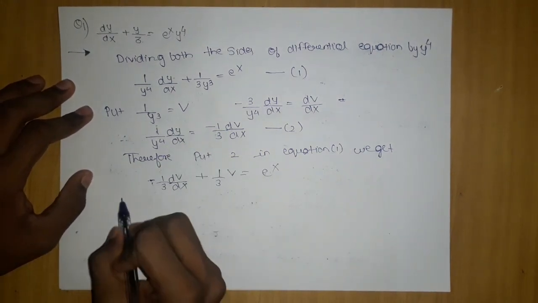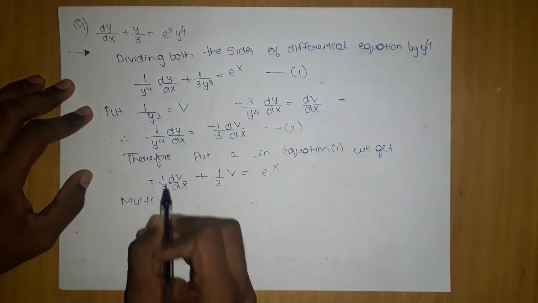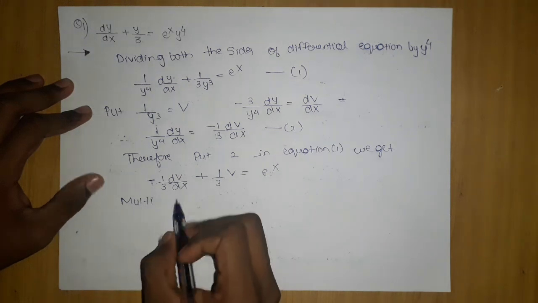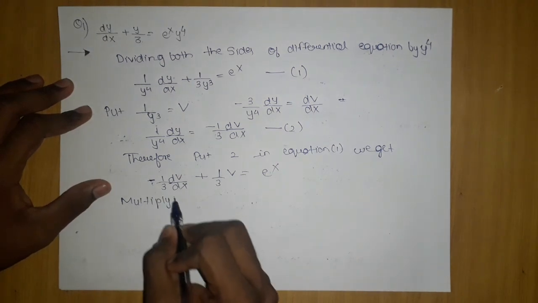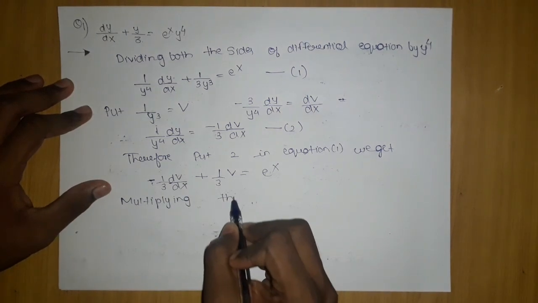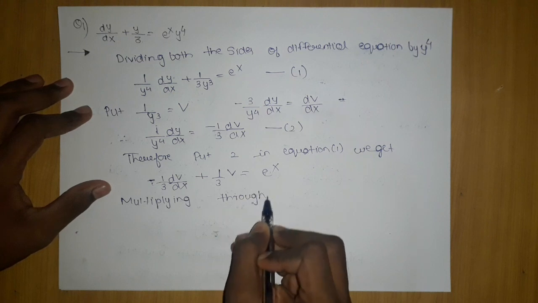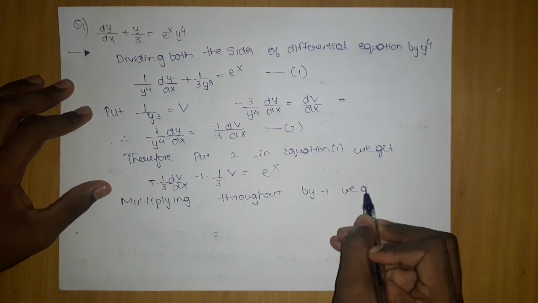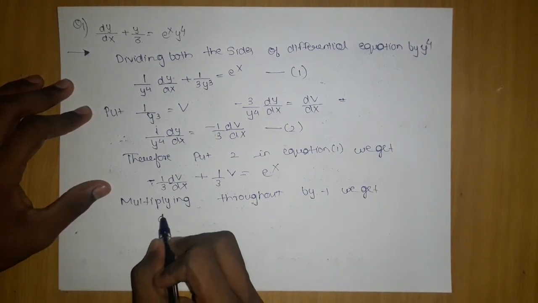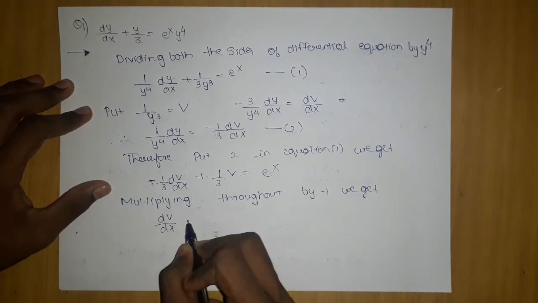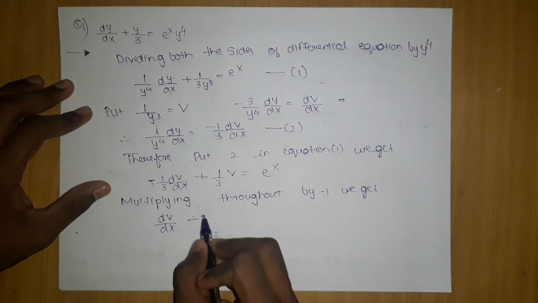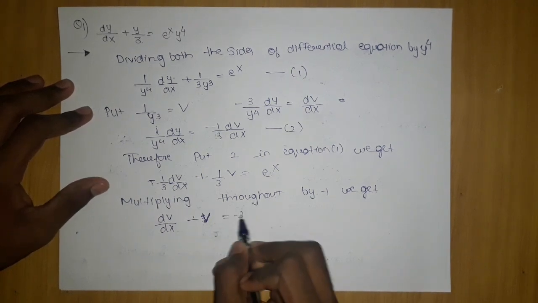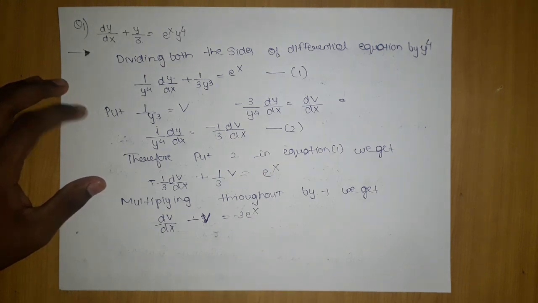We are getting this. Now, we need to have the coefficient 1. For that we will multiply it by minus 3. Multiplying throughout by minus 1, we get dv by dx minus v equals minus 3 e power x. We are going to get this thing.